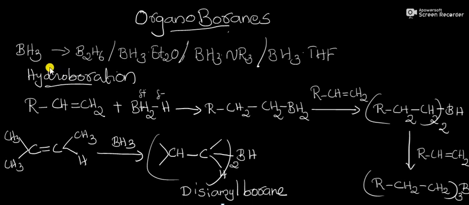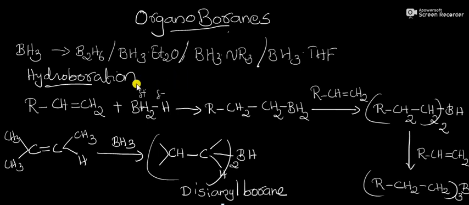We know that BH3 is highly unstable. It dimerizes into B2H6. So BH3 is commercially available in the form of B2H6, or BH3·diethyl ether, or BH3·NR3 (a tertiary amine), or BH3·THF.